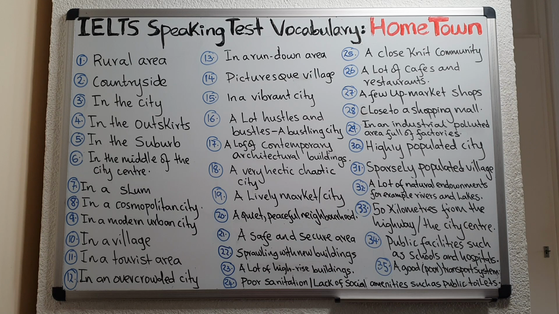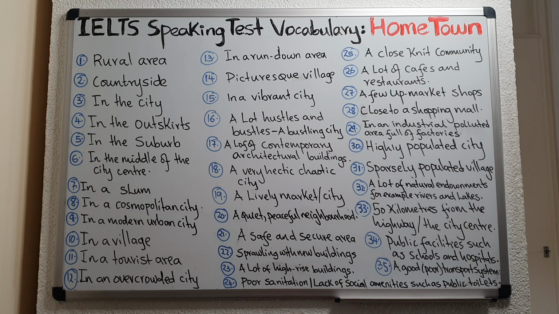Sparsely populated. If you live in an area that is sparsely populated, then it means that there are very few people who live there. It comes from the word sparse. Sparse means few, okay? Sparsely populated means that there are very few people who live there. Like, for example, if you live in a village, then it is sparsely populated. But if you live in the city, it is highly populated. There are a lot of people who live there, okay?